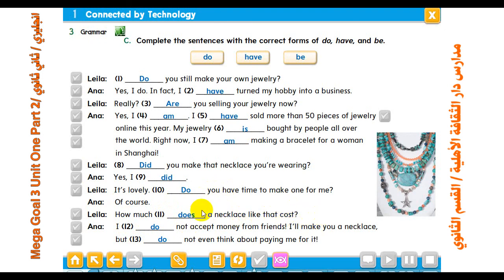This is a question in the present simple tense. I do not accept money from my friends. I'll make you a necklace. But I do not even think about paying me for it. This is a sentence in the present simple tense. So we used the auxiliary verb do.